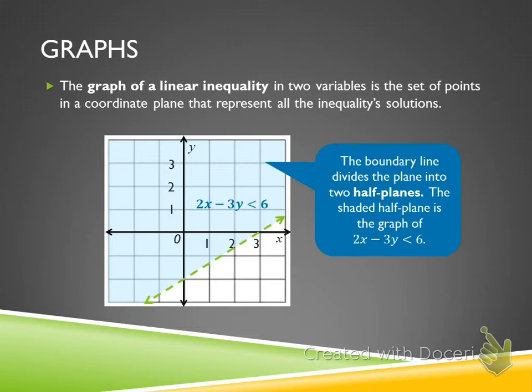But here's a couple things I want to point out on this slide. Okay? One thing is, you notice that what kind of a line do you have here? You have a dotted line, right? So it's a dotted line when your inequality is either less than or greater than. It's a solid line when you have the equal to component. We'll talk more about that in a second.